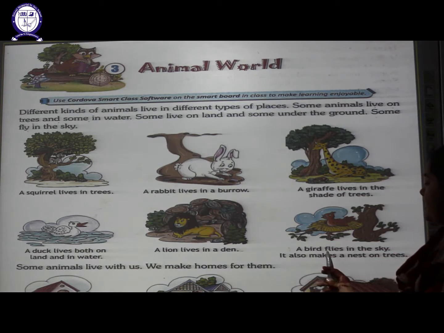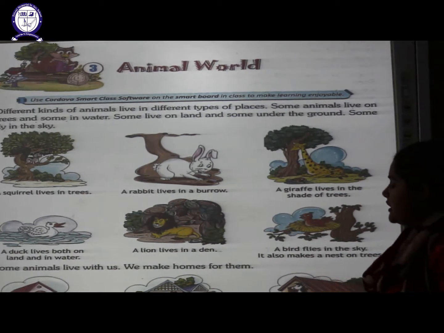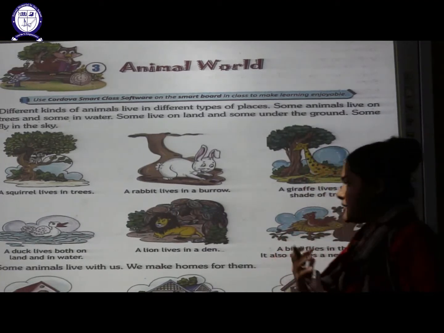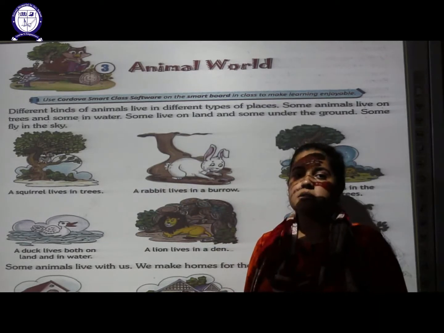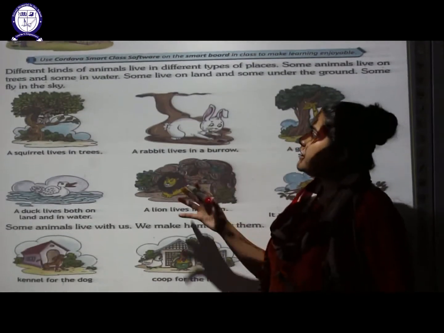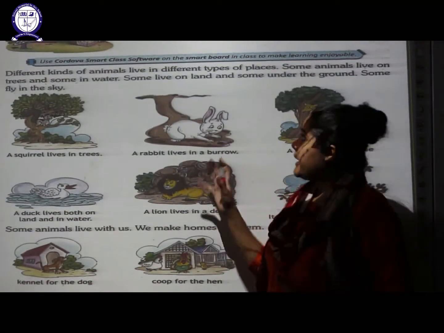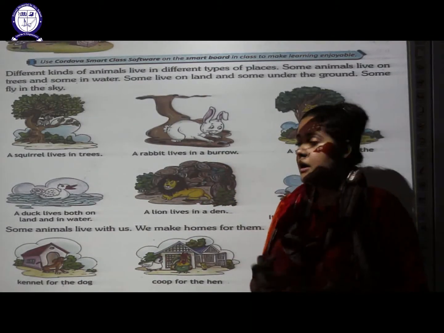The next is a bird, which flies in the sky and makes its nest on the tree. There are several birds which make their nest on the tree. So these are the different habitats. We can make out from this that different animals have different places where they live.